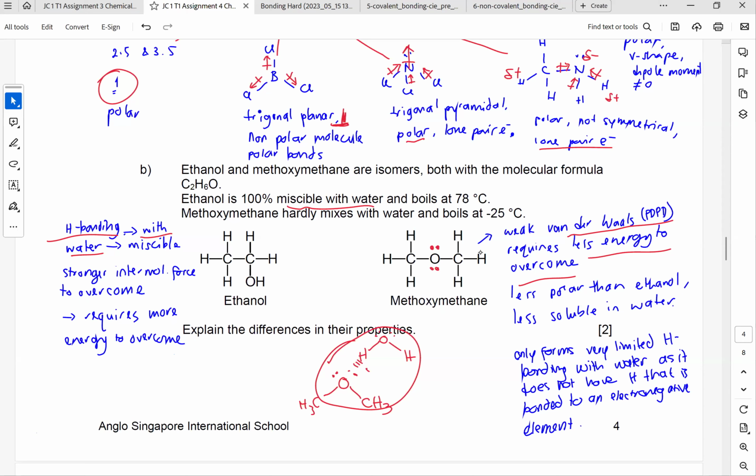So this is about the miscibility, right? But when you're talking about a boiling point, definitely between methoxymethane and another methoxymethane molecule, there is only PD-PD.